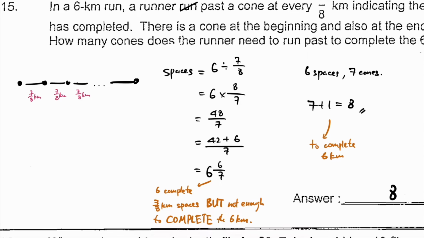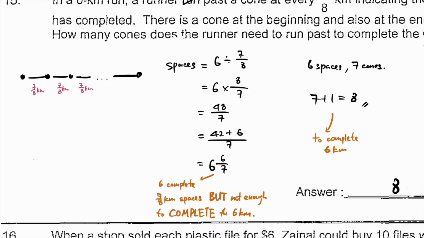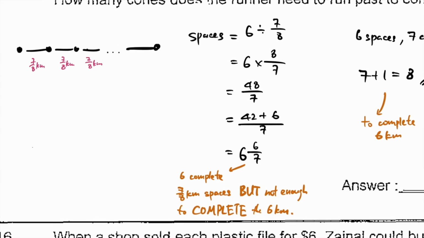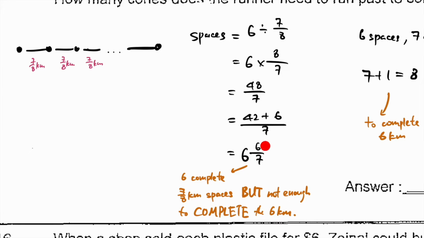So what's the number of spaces then? In other words, in 6 kilometers, how many 7 over 8s do I have? How many 7 over 8s in 6? It's like asking how many 2s in 10. Okay, so this is division, and after working everything out, I realized that I have got 6 and 6 over 7. What does that mean?